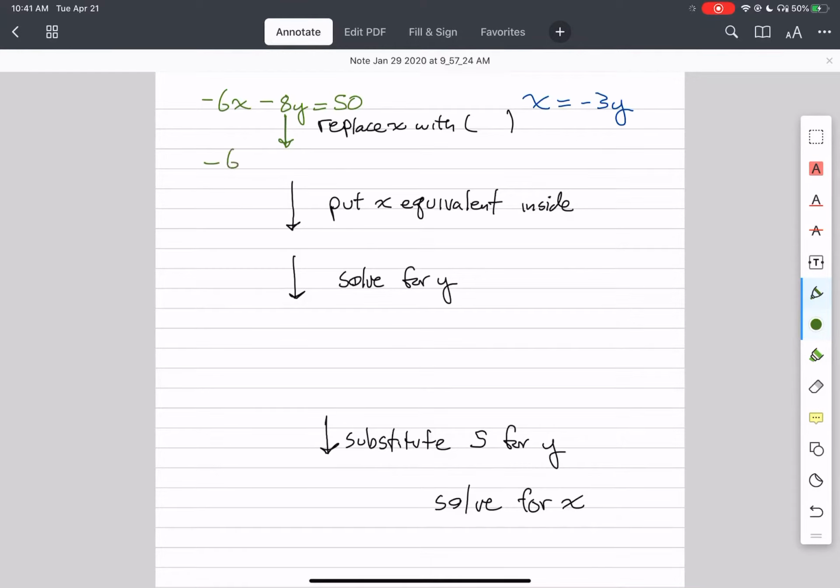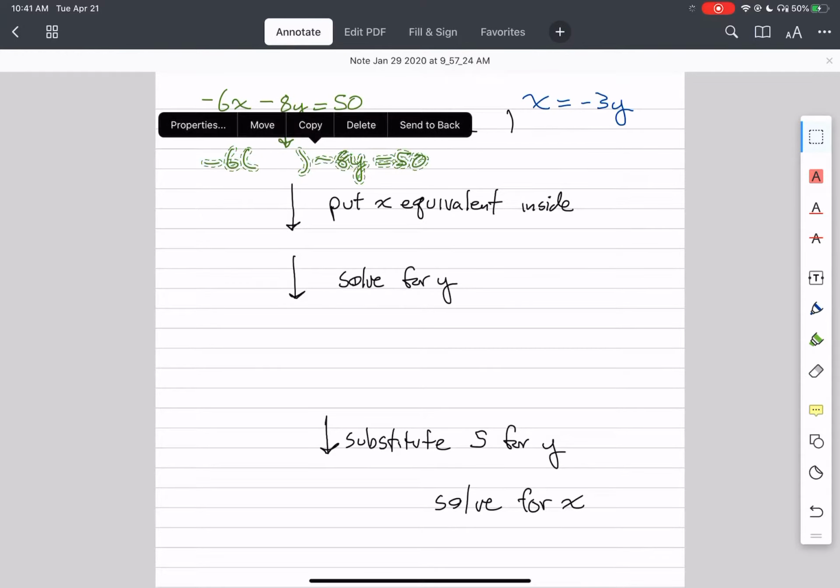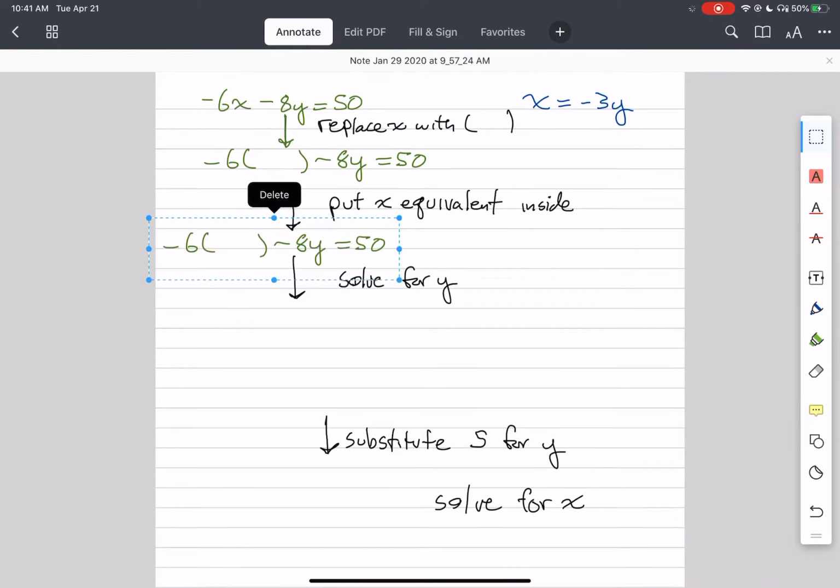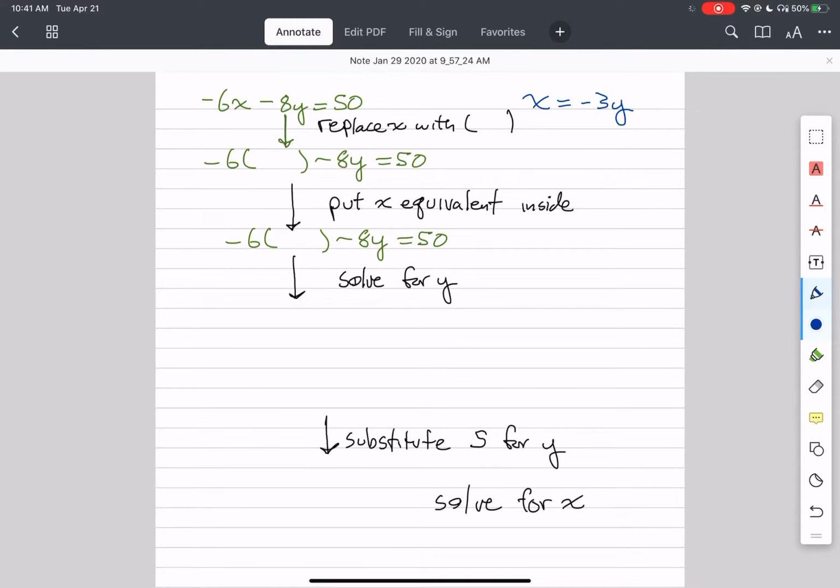First of all, we're just going to take that x and rewrite it as an open parentheses. Minus 8y equals 50. And then inside, we're substituting x with its equivalent, minus 3y. So that's that first step. Replace x with parentheses. Now we'll put that x equivalent inside, which is the minus 3y.